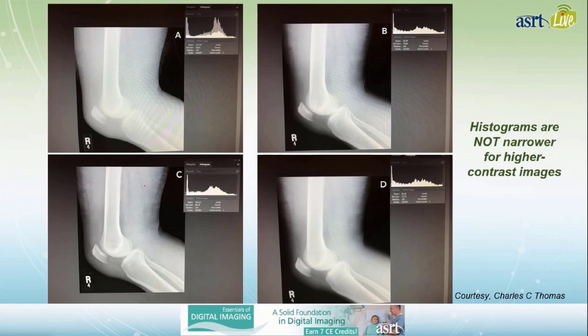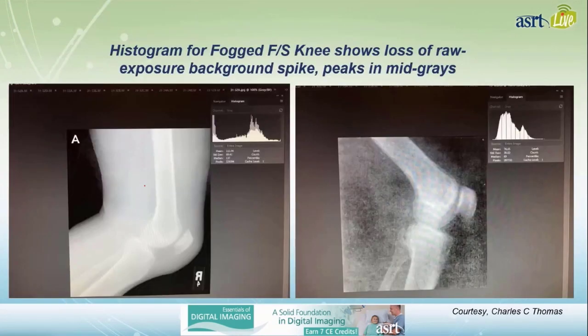So if you get an image in Photoshop, you can bring up these histograms and you can discuss them with your students that way. But look at these knees and pick out whichever one you think is the highest contrast, and then compare the length or the width of the histogram to the others. They basically are all about the same width. So once again, empirical proof here, experimental proof that histograms are not narrower because an image has higher contrast.